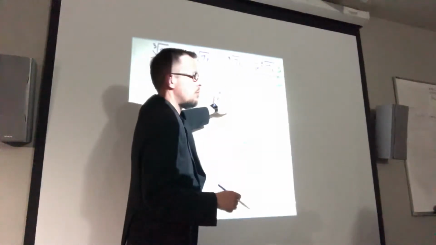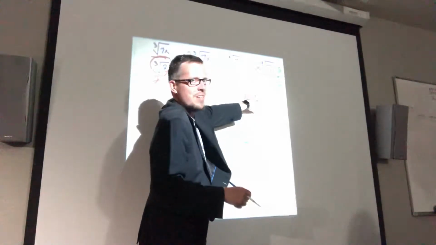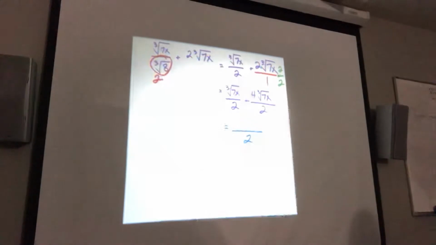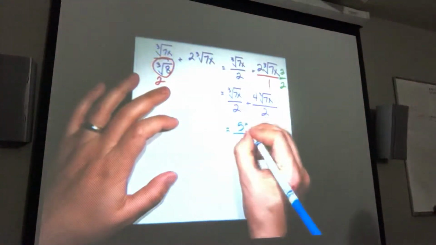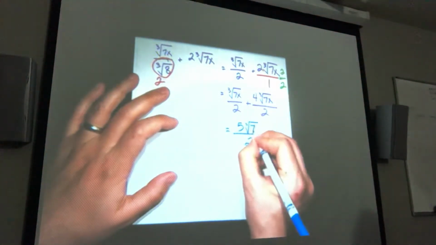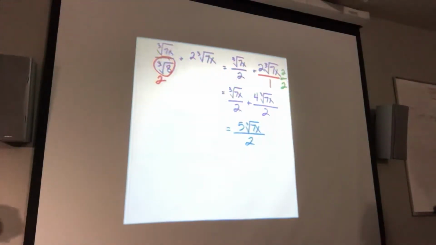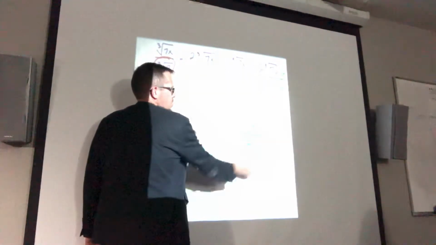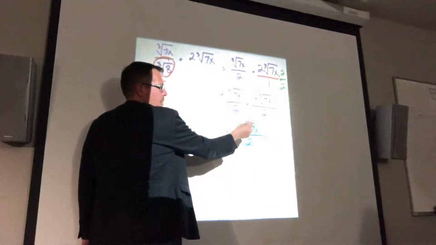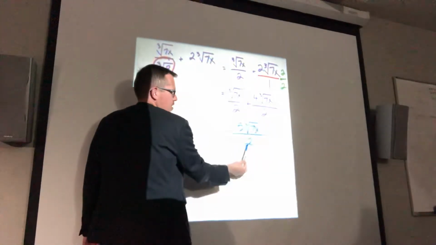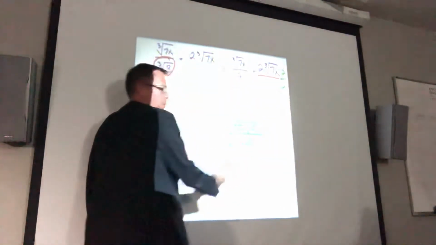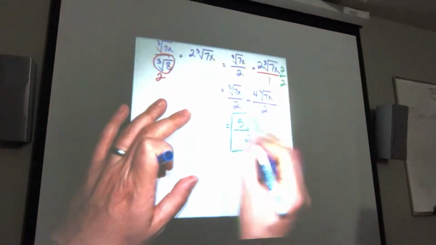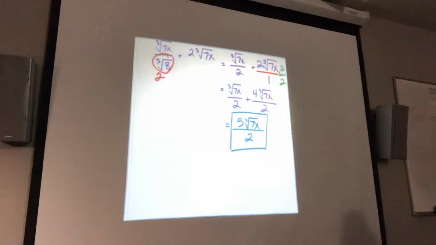So 1 cube root of 7x plus 4 cube root of 7x is how many cube root of 7x? 5. 5 cube root of 7x. Now the last step that I would do if it was possible is reduce this, but since 5 over 2 won't reduce, I'm going to leave it like it is. If this was an even number, like 6 cube root of 7x over 2, I could reduce 6 over 2. Since it's an odd number, I can't reduce, and this is going to be my answer. Woo!